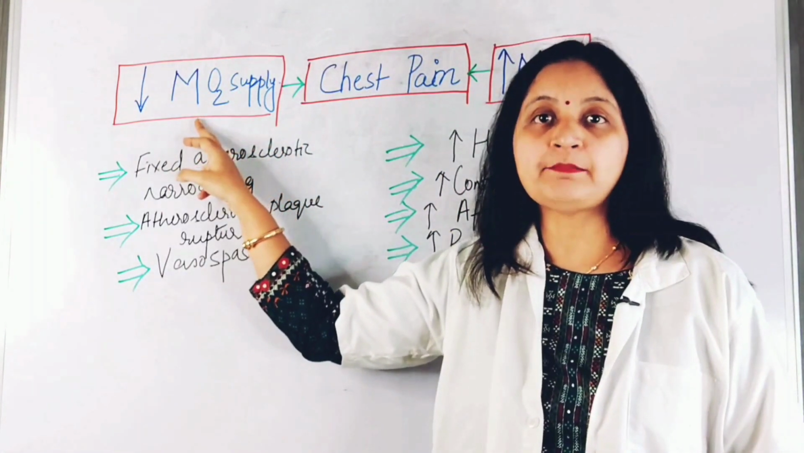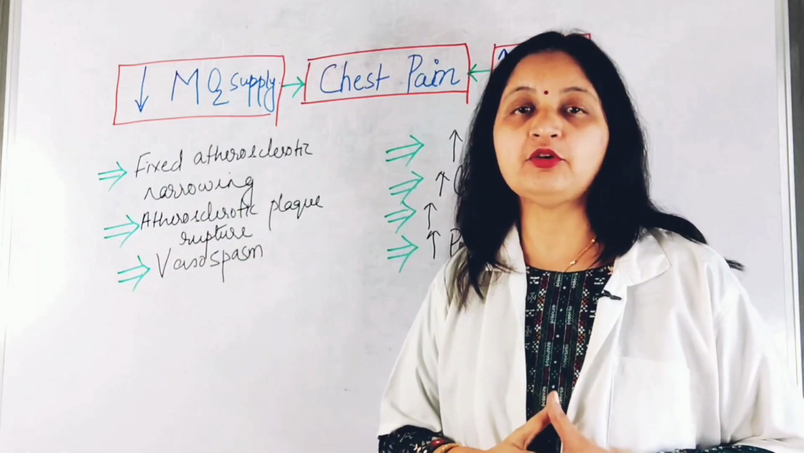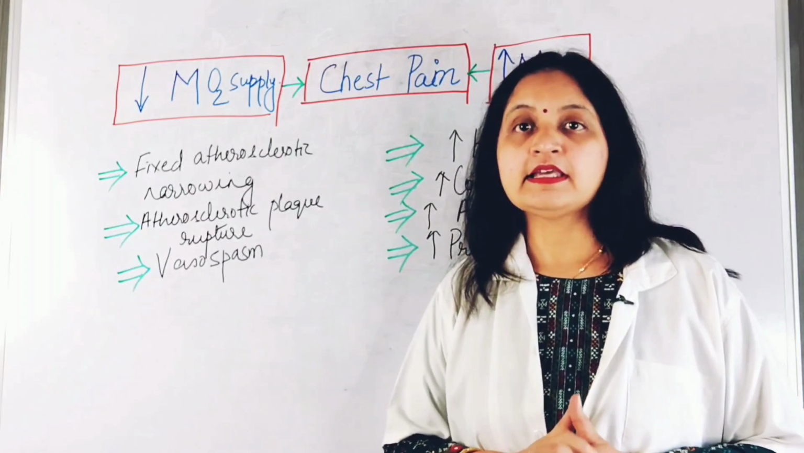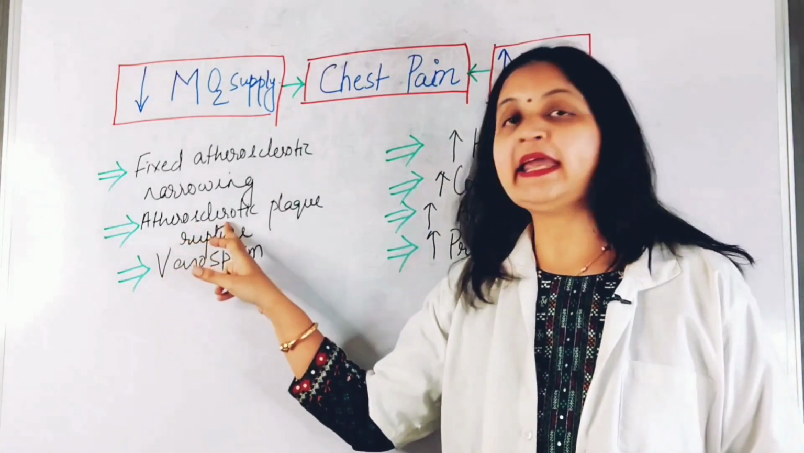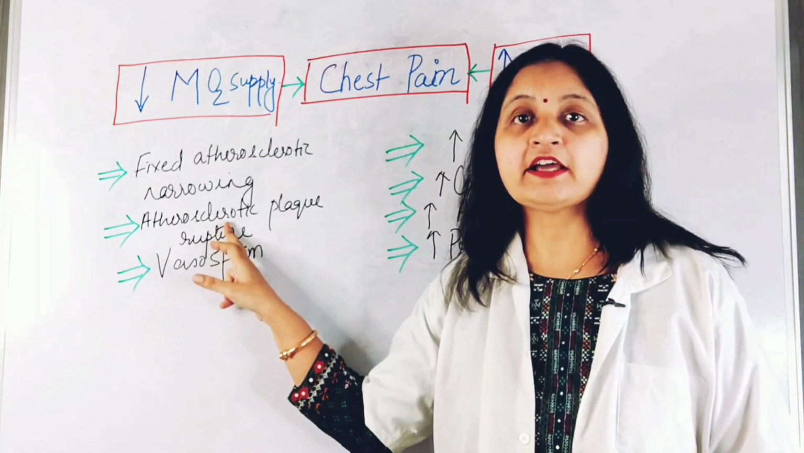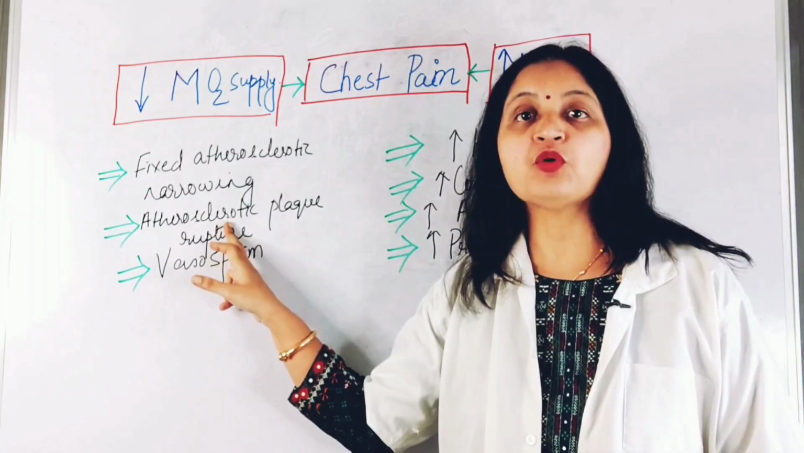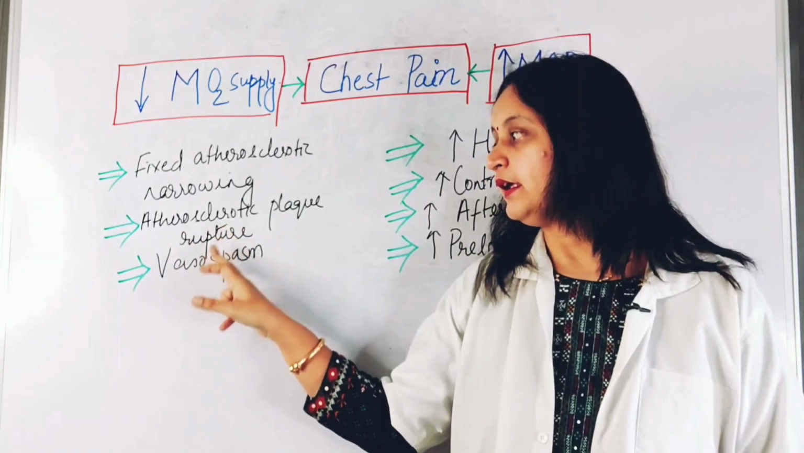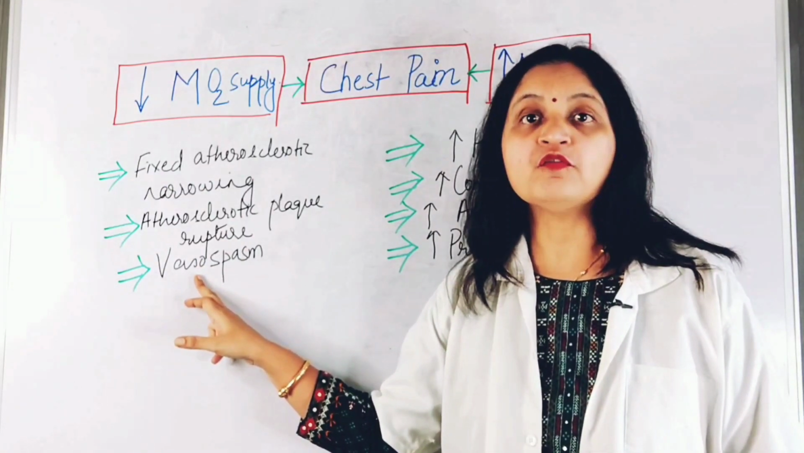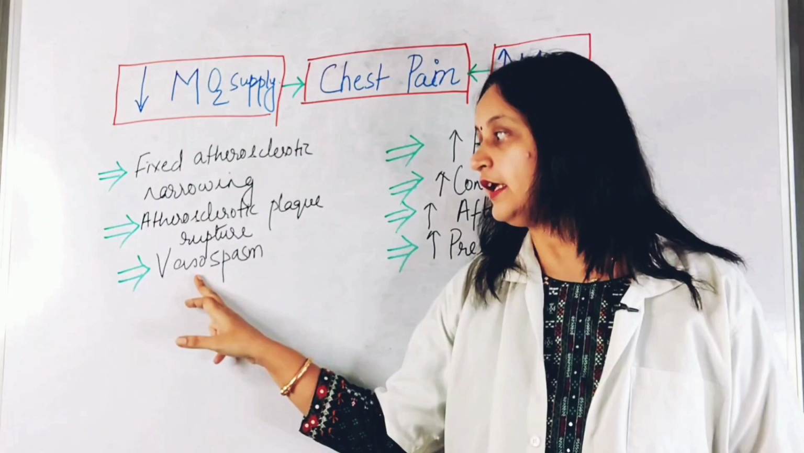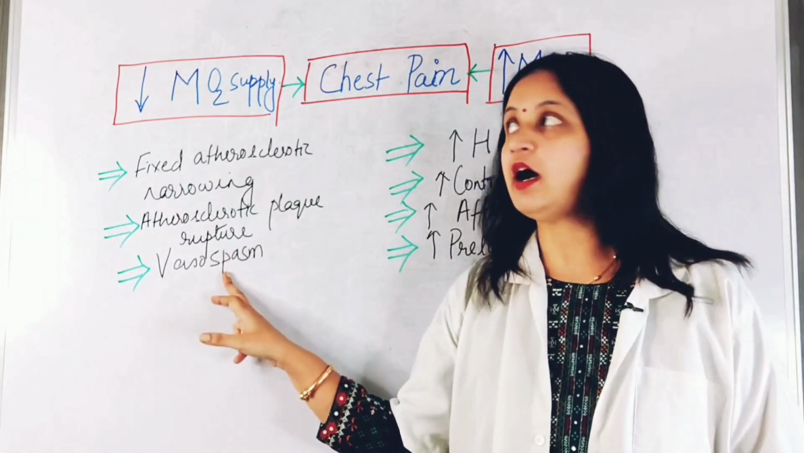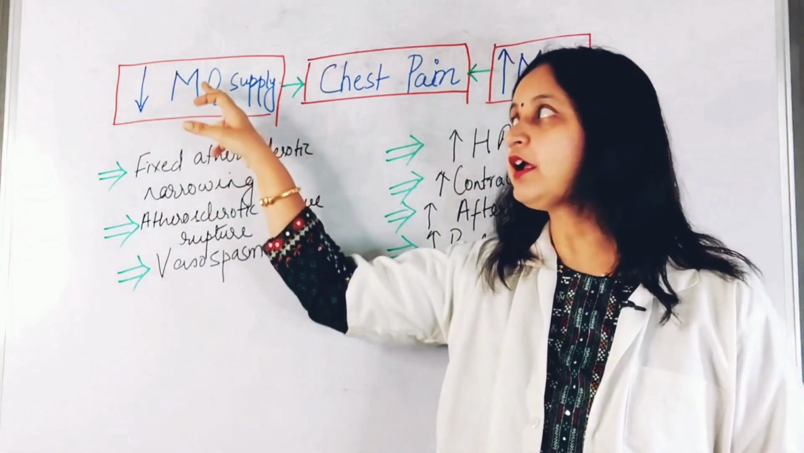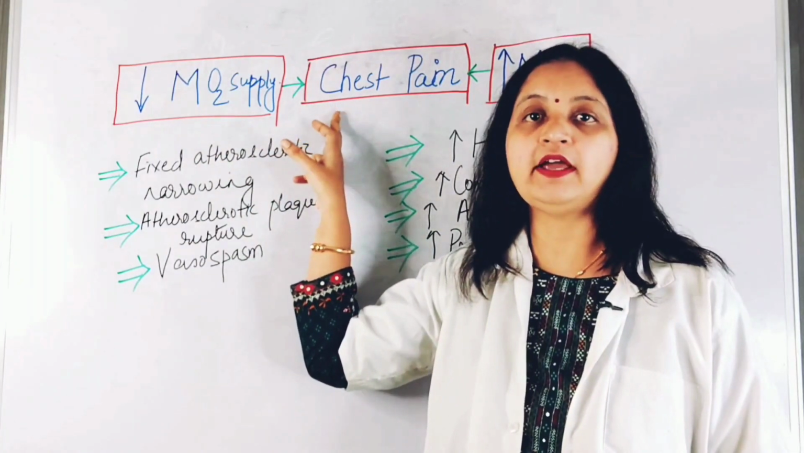Decreased myocardial oxygen supply can occur due to fixed atherosclerotic narrowing of the coronary arteries, which causes stable angina. Secondly, atherosclerotic plaque rupture, which can cause platelet aggregation and thrombosis, leading to abrupt reduction in the blood supply to the heart, and this can cause chest pain. There can be sudden focal or diffuse vasospasm of a major coronary artery, and this can reduce the blood supply to the heart, causing chest pain or angina. So these conditions decrease the myocardial oxygen supply, causing chest pain or angina.